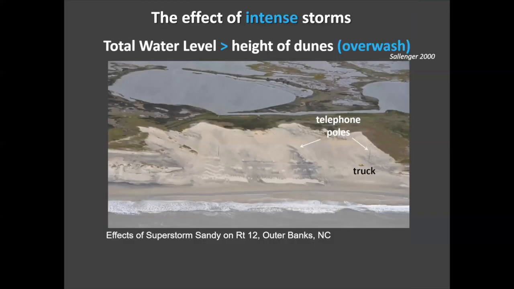Now we can consider the effect of a more intense storm, in this case where the total water level is above the height of dunes. And in this case, overwash occurs. Here is a picture of Route 12 following Superstorm Sandy. We have telephone poles and a truck for scale. This line that looks so small across the middle is Highway 12. And this is a large overwash fan that was generated by storm surge and wave action during Superstorm Sandy.